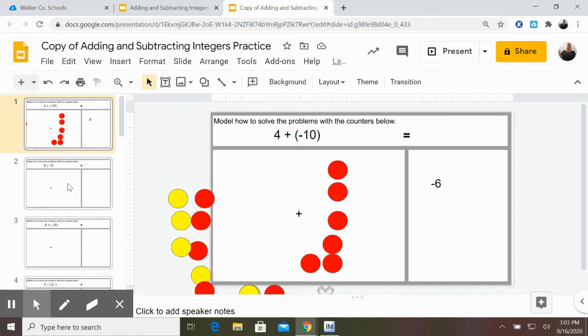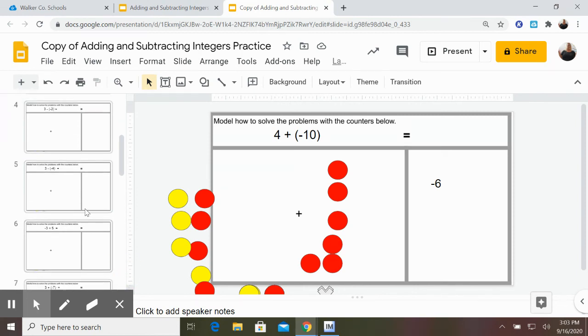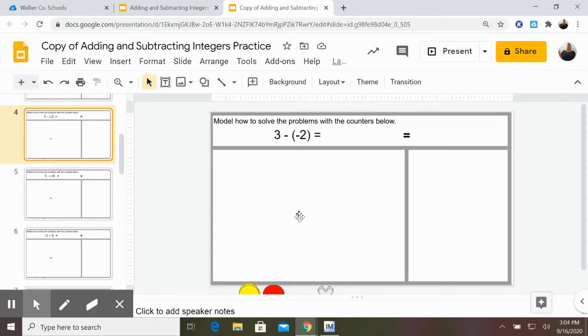Okay, so let's do this. I think you know how to do 8 plus 10. I think you know how to do negative 6 plus negative 10. Let's look at a subtraction. I can take this addition sign off; I'll fix that too before yours go through. So we have positive 3 minus negative 2.